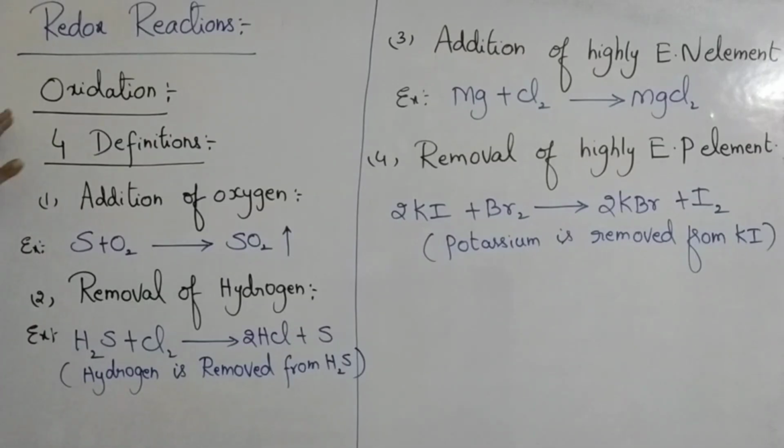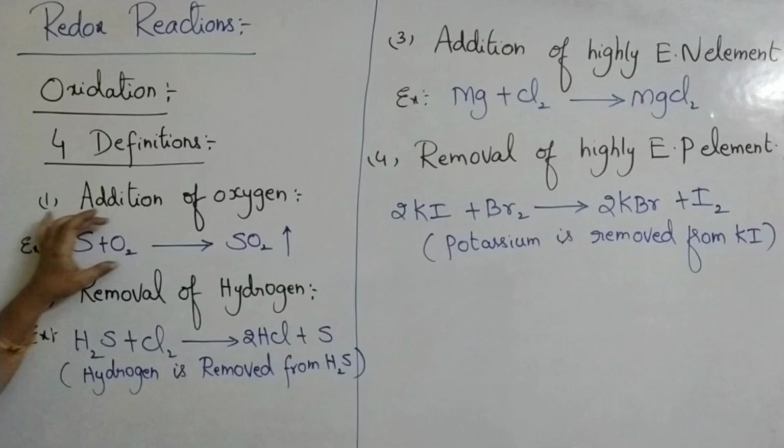So look at this definition for oxidation. For oxidation itself we have four definitions. The first one is addition of oxygen, which is also called oxidation. Here sulfur is added with oxygen to form sulfur dioxide. S plus O2 gives rise to SO2. So here oxygen is added, so this reaction is called an oxidation reaction.